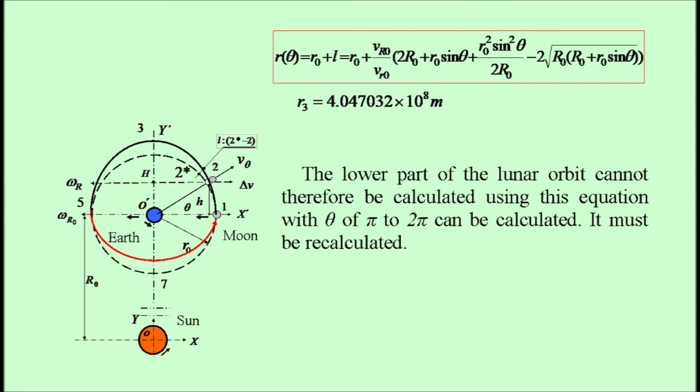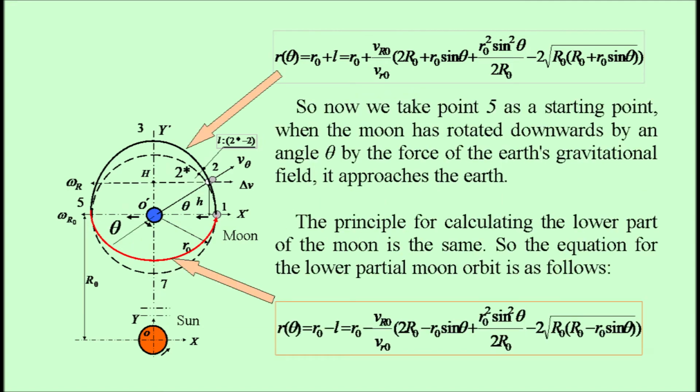The lower part of the lunar orbit cannot therefore be calculated using this equation with theta from pi to 2 pi. It must be recalculated. So now we take point 5 as a starting point. When the Moon has rotated downwards by an angle theta by the force of the Earth's gravitational field, it approaches the Earth.